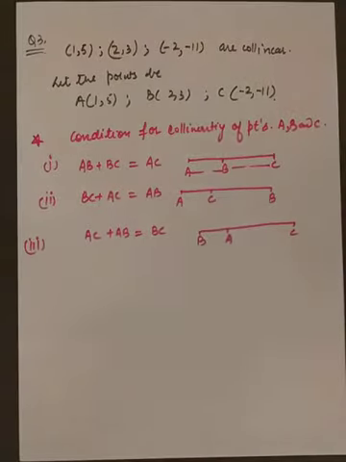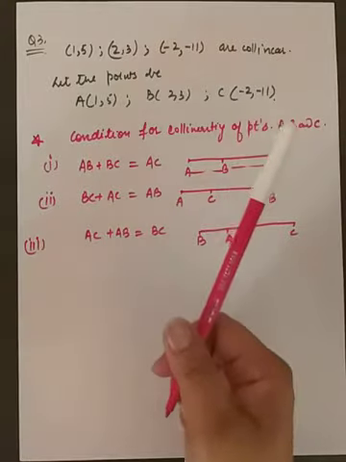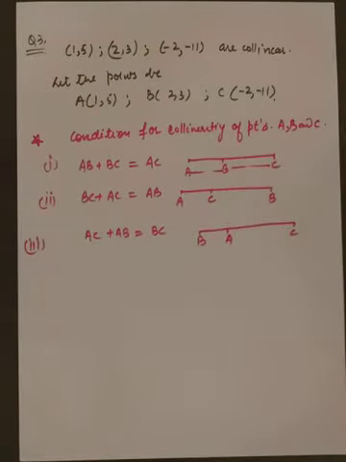So among the 3 given points, any point can lie between the other 2 points. Meaning we have to find the distances between these 3 given points and check whether the sum of two distances is equal to the third or not. If the sum of two distances is equal to the third distance, then the points are said to be collinear. So here we are going to find the distances AB, BC and AC.